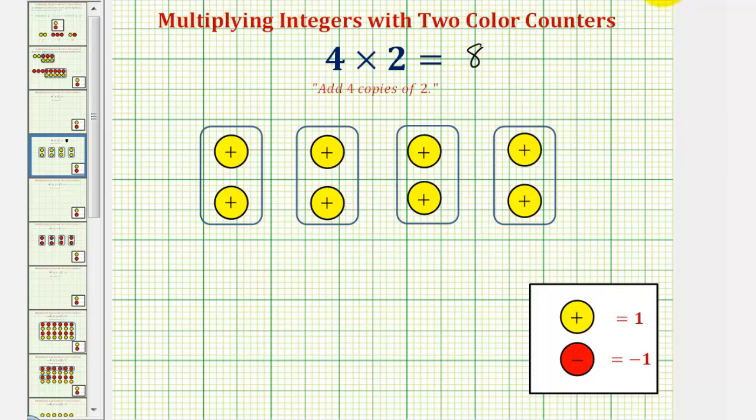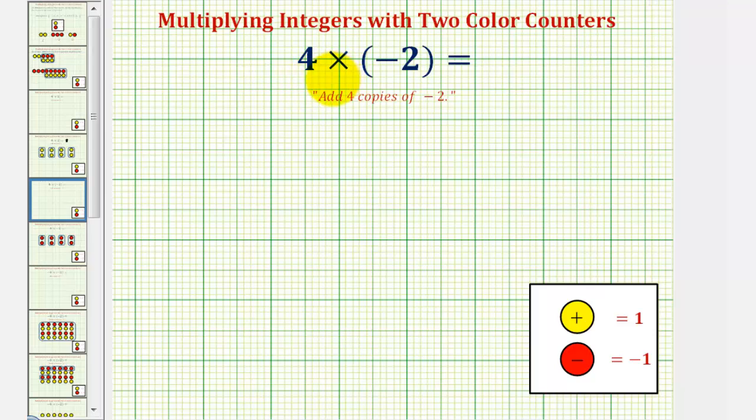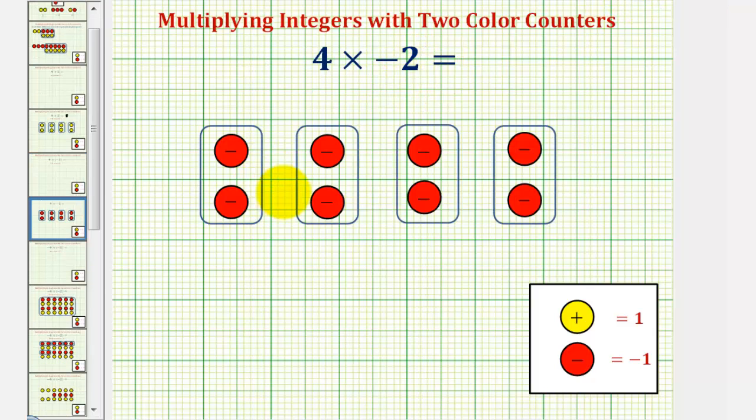Now for our next example, let's look at 4 times negative 2. To model this using two colored counters, again, we start with nothing, or 0, and then because we have a positive 4 times a negative 2, this means we'll be adding 4 copies or 4 sets of negative 2. And because we can model negative 2 using two red counters, this means we're adding 4 copies of two red counters, which would look like this.